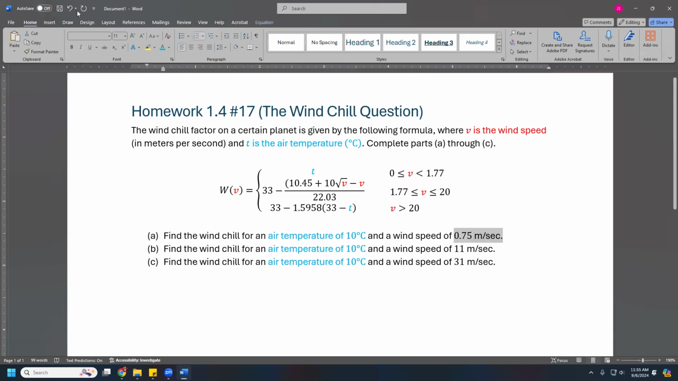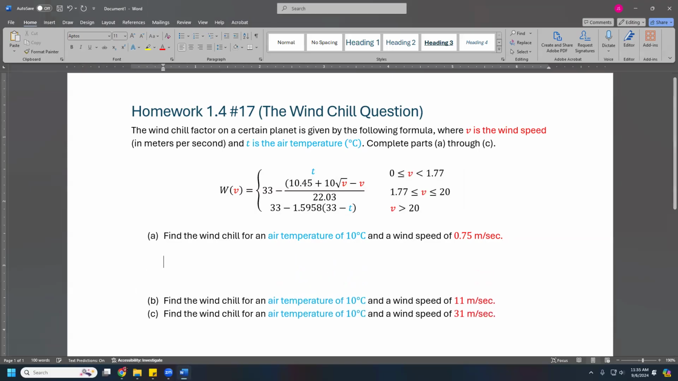Okay, and they're telling me that I need to vary the wind speed. So for part A, it's asking me about 0.75. Your numbers may be different, but the point is each part is saying choose a different wind speed, right? So let's take a look at part A. First off, I need to ask myself, since this is going to be my V, which piece should I be using? Where does 0.75 belong? Which piece does it satisfy?